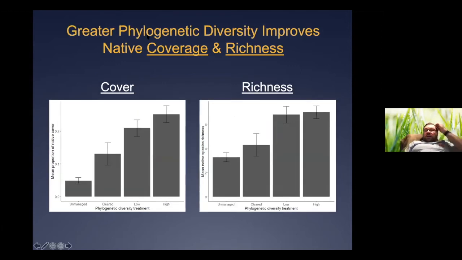But what about the response to phylogenetic diversity? The pattern was the same. This is averaged across years now. We're going from unmanaged to cleared, from low phylogenetic diversity to high. Again, I arranged the plots similarly with cover on the left-hand side to species richness on the right-hand side. We see an increase going from left to right, with high showing the highest response to cover. It appeared that we only needed to seed to get our highest response to richness.